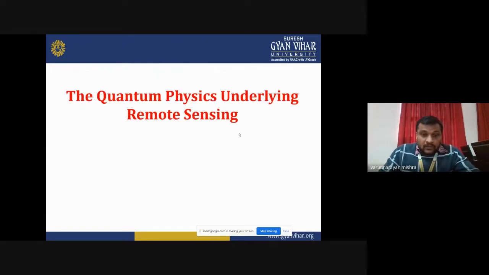The photoelectric effect was an experiment done by the famous scientist Einstein. After the experiment on the photoelectric effect, a new branch of physics came to light, that is quantum physics. Most remote sensing processes rely on quantum physics, the quantum characteristics or quantum mechanics of electromagnetic radiation.